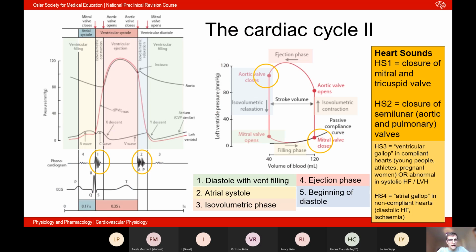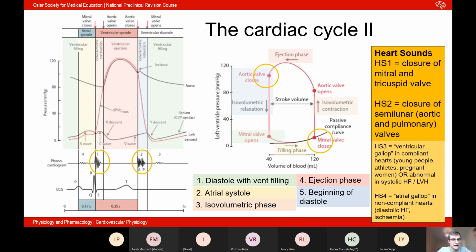You will be familiar with hideous graphs like this, and I want to try and repeat what we've just talked about on this graph. So here goes. We begin in this green area here. I realise this might be a bit hard to see, but I hope you can, which is where we have passive filling of both atria and ventricles with the atrioventricular valves open.